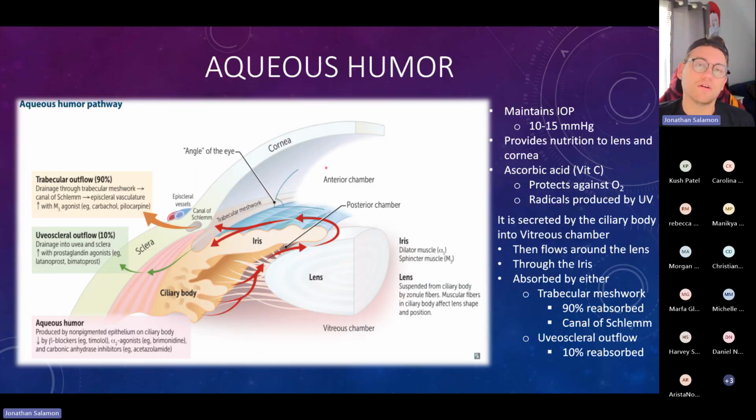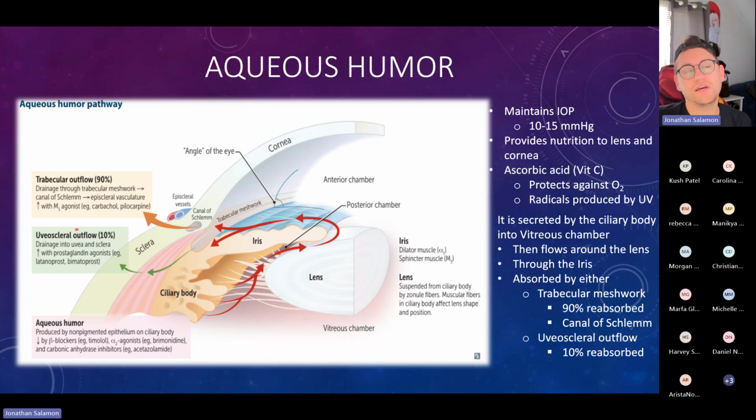All right, so glaucoma. The aqueous humor is the actual fluid, and it is produced in the ciliary body. Then it flows out around the lens into the anterior chamber, and then it gets reabsorbed. Now, it can get reabsorbed in two places.